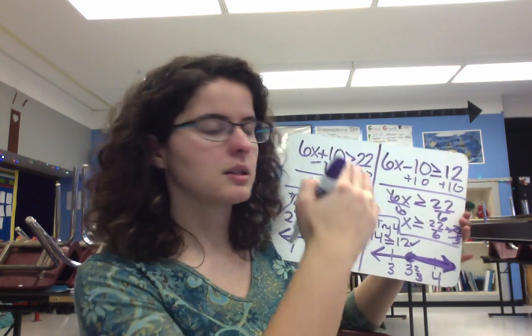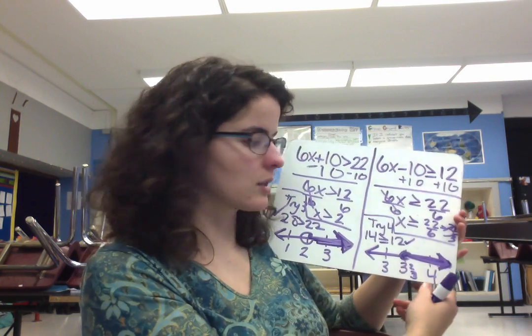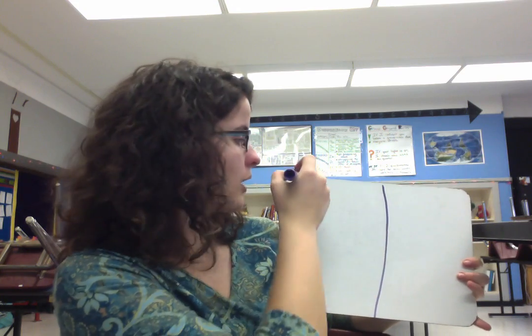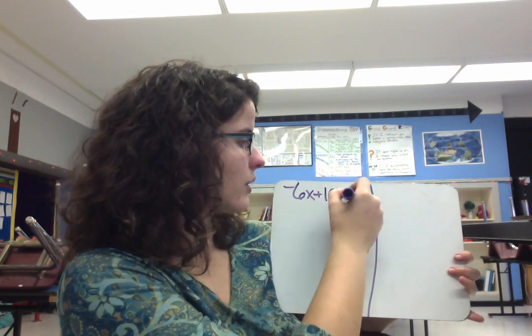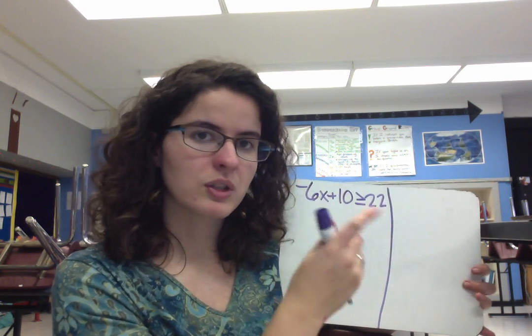So for both of these, it seems like you can kind of just work straight through it, and your inequality is going to hold at your balance point. But what happens if we throw something new in? If we throw in negative multipliers. So if we had negative 6x plus 10 is greater than or equal to 22. Very similar to that first problem.